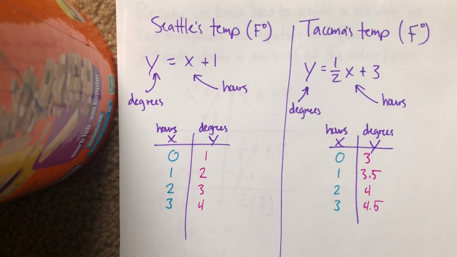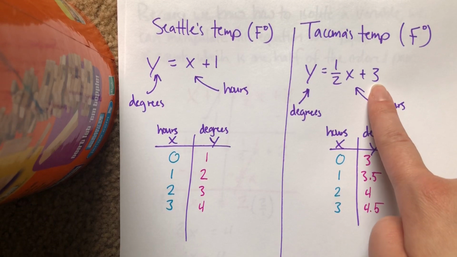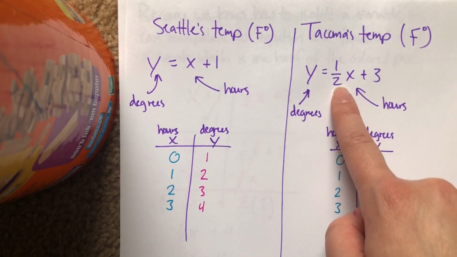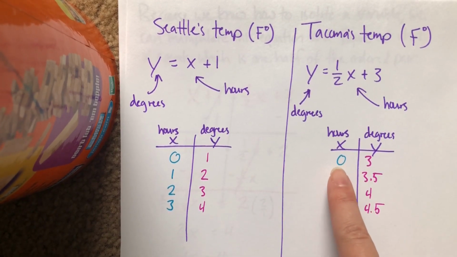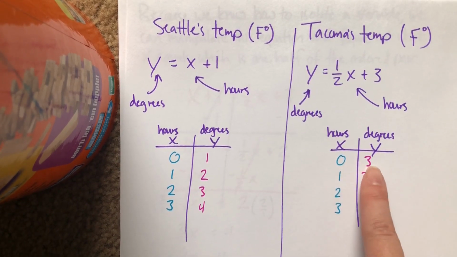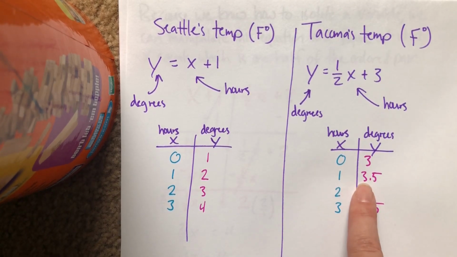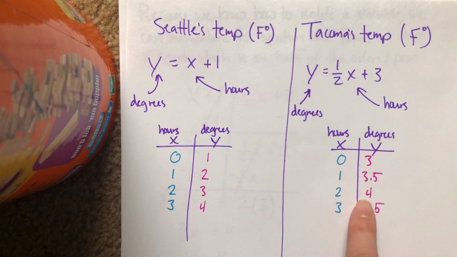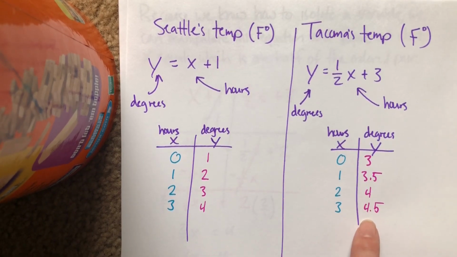Now let's imagine at the same time in Tacoma, the temperature started out at 3 degrees Fahrenheit. I know, really cold. And then every hour, it's going up 1/2 of a degree. So that would look like this. At hour 0, the first hour we started measuring, the temperature was 3 degrees. After 1 hour's time, it had risen to 3.5. After 2 hours' time, it had risen to 4. After 3 hours' time, it was at 4.5 degrees.